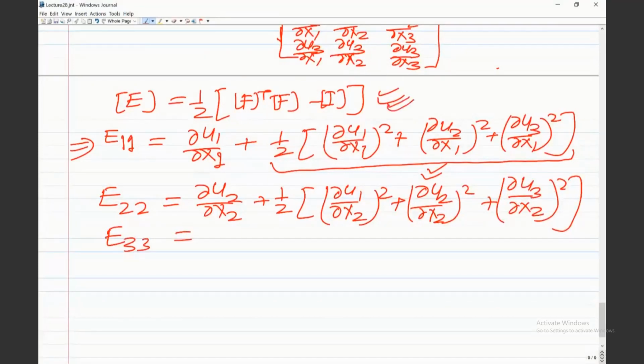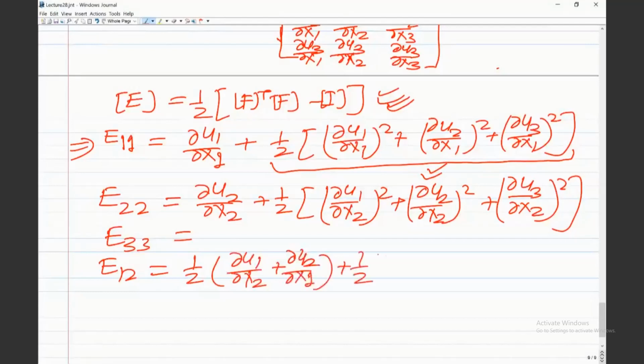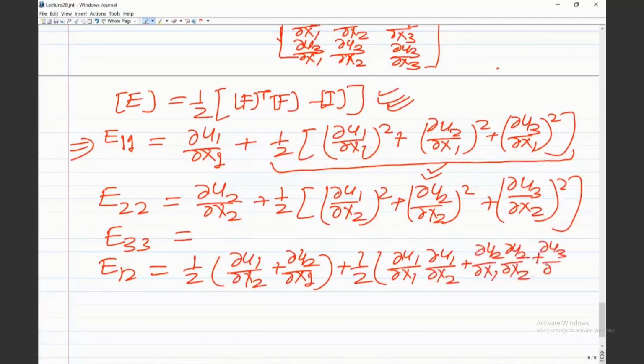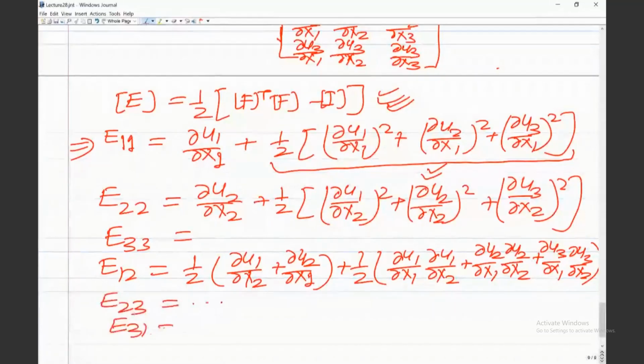You can actually derive from this and write that. And for the shear, these are the tensorial components of shear strain, so you will have a half here. Similarly, you will find that E12 will come out as half of del u1 upon del X2 plus del u2 upon del X1, and then plus half of del u1 upon del X1 del u1 upon del X2, plus del u2 upon del X1 del u2 upon del X2, plus del u3 upon del X1 del u3 upon del X2. And like that, you can write E23 and E31 also in a similar manner, all the tensorial components of shear strain.